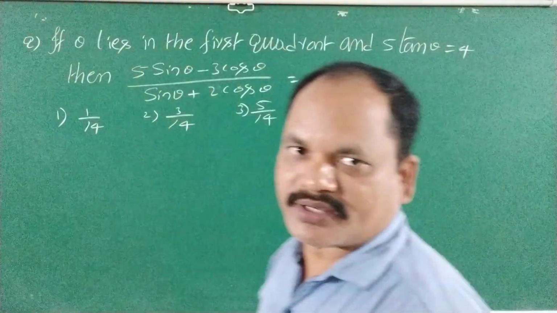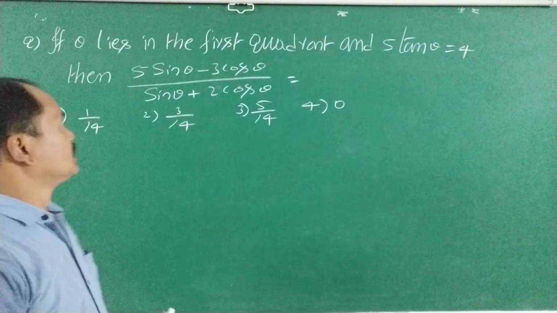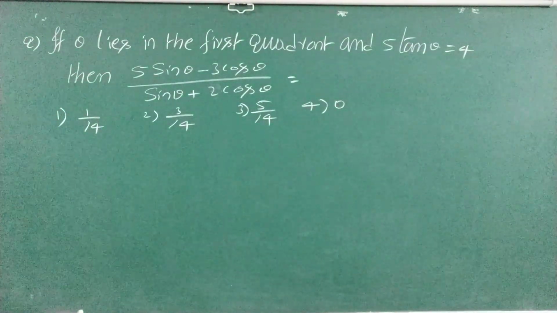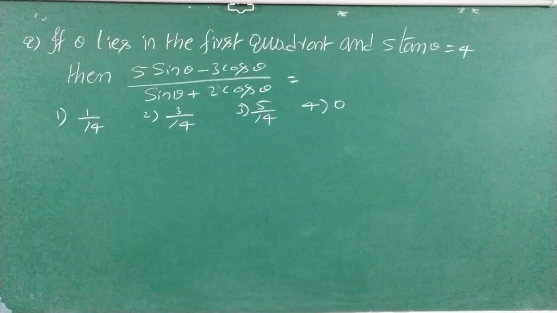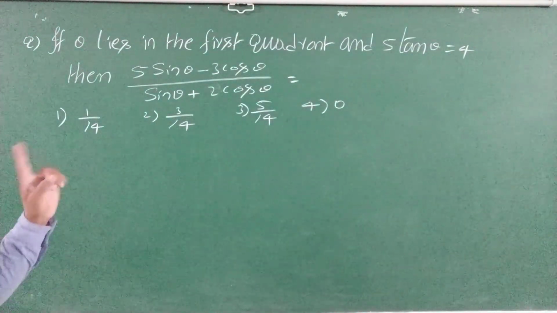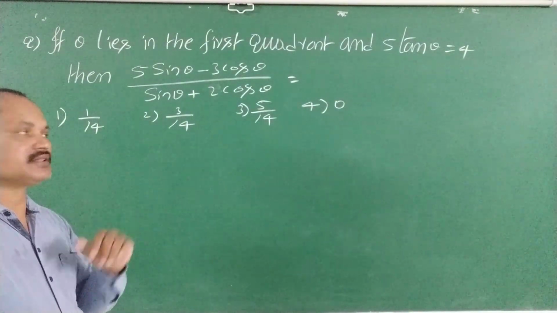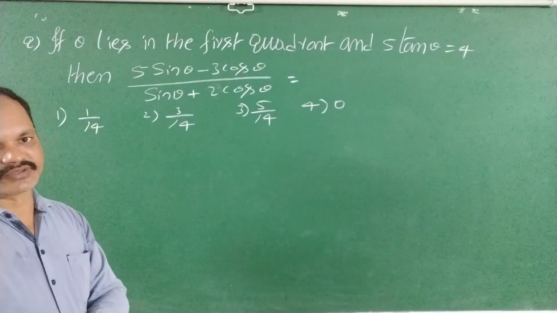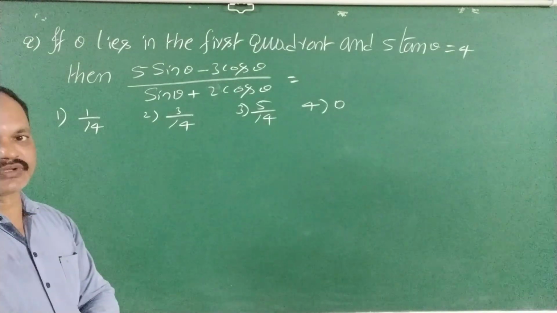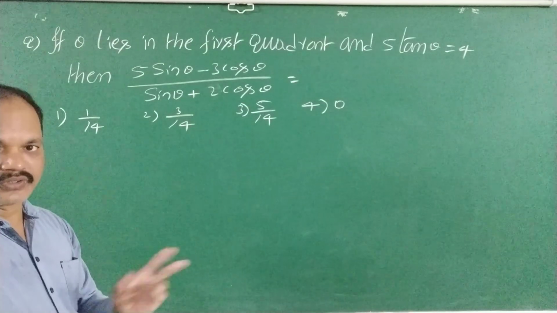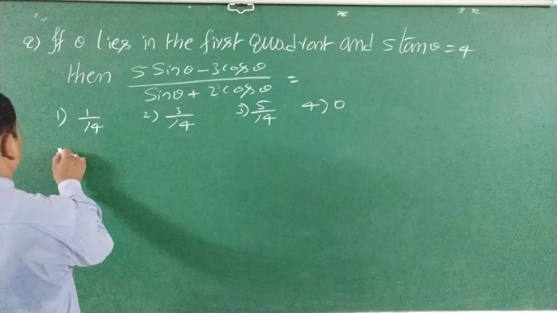Now we are going to the next question: if theta lies in the first quadrant and 5 tan theta is equal to 4, then 5 sin theta minus 3 cos theta, whole by sin theta plus 2 cos theta, is equal to: the first option 1 by 14, second option 3 by 14, third option 5 by 14, fourth option 0. Now the solution for this one.